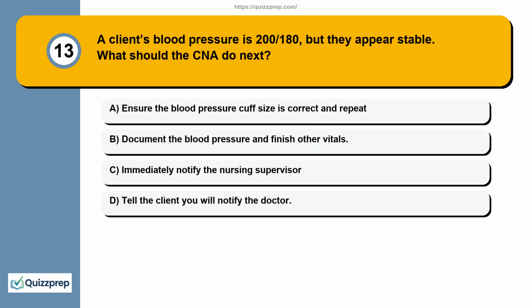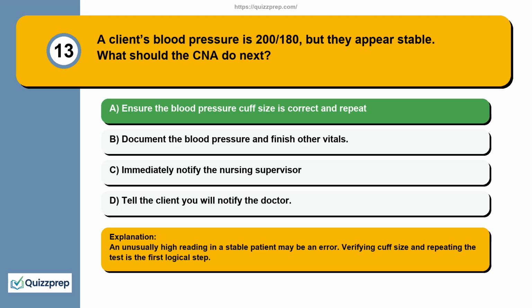Question 13. A client's blood pressure is 200/180, but they appear stable. What should the CNA do next? Ensure the blood pressure cuff size is correct and repeat. Document the blood pressure and finish other vitals. Immediately notify the nursing supervisor. Tell the client you will notify the doctor.